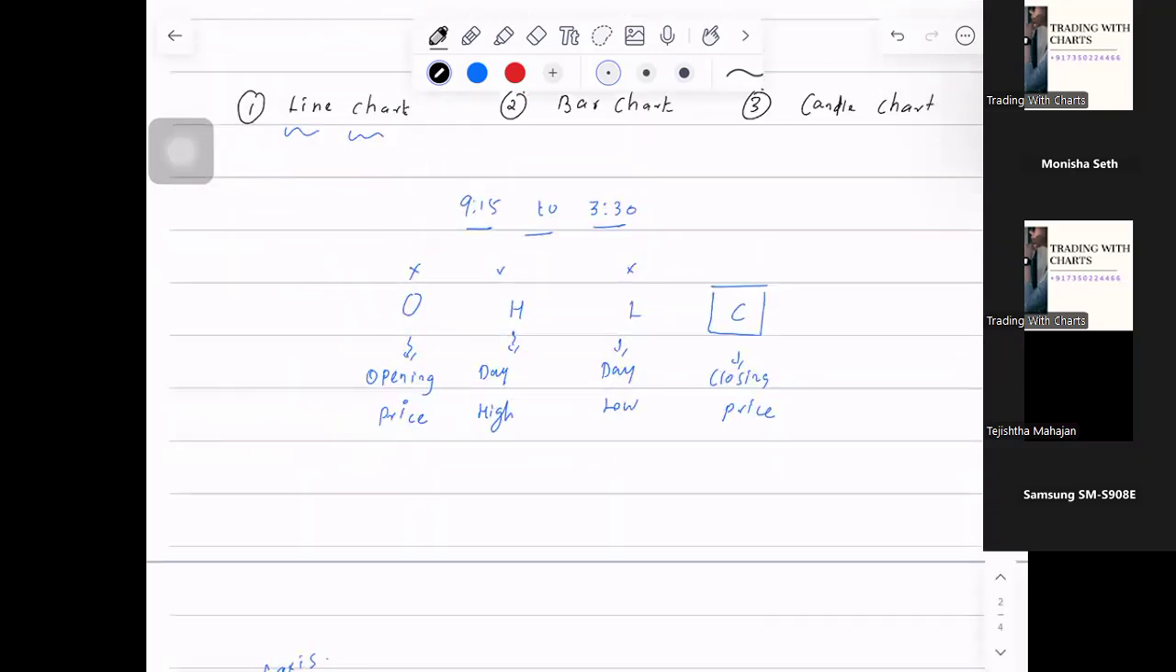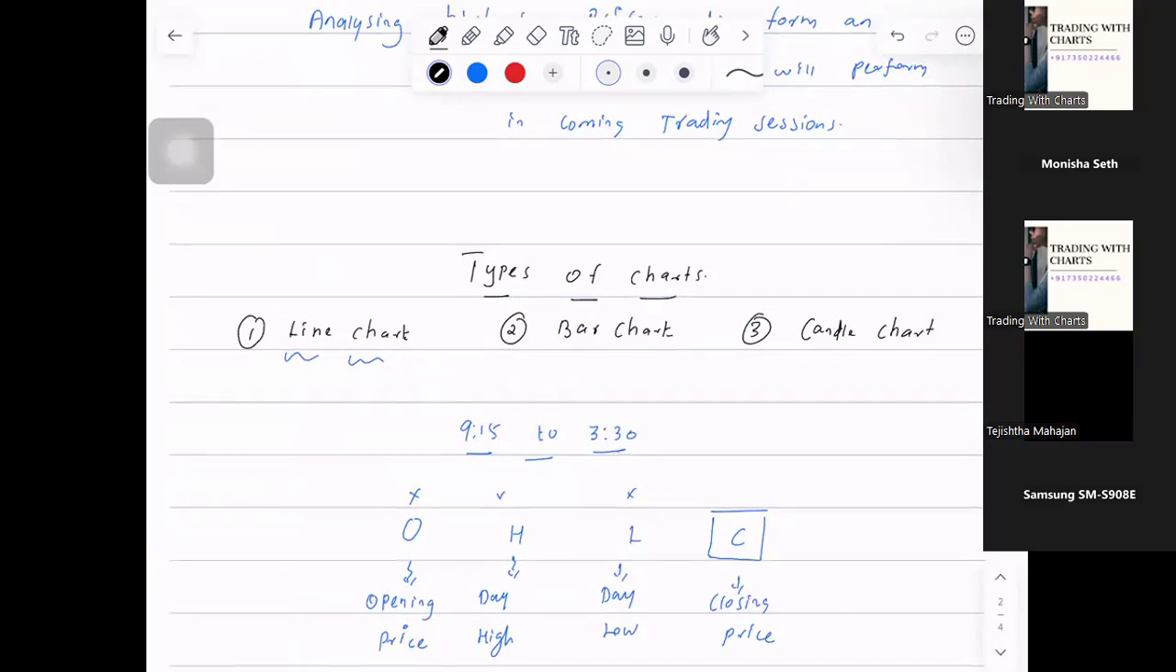So that's why, out of all 3 different types of charts, line, bar, candle, the most important for us is the candle chart. From the candle chart, you can predict the future, how price can perform in coming sessions. This candle concept was invented by the Japanese, so you can also call it Japanese candlestick.